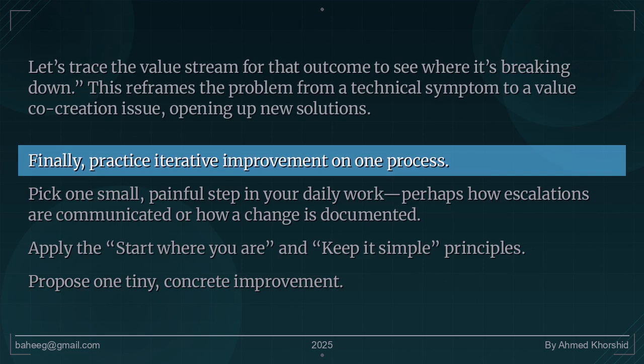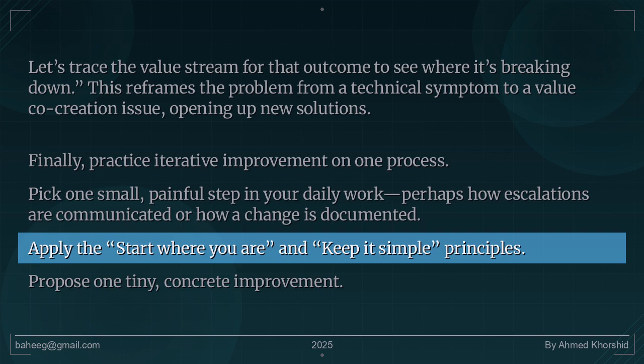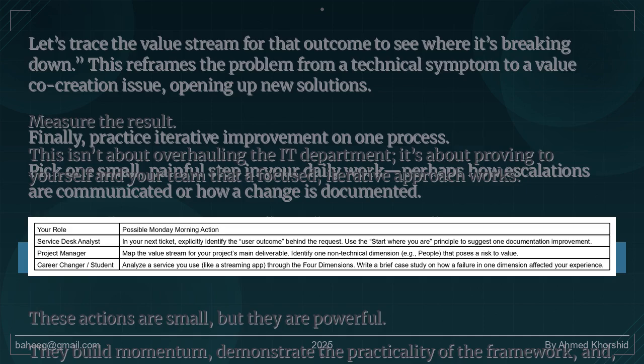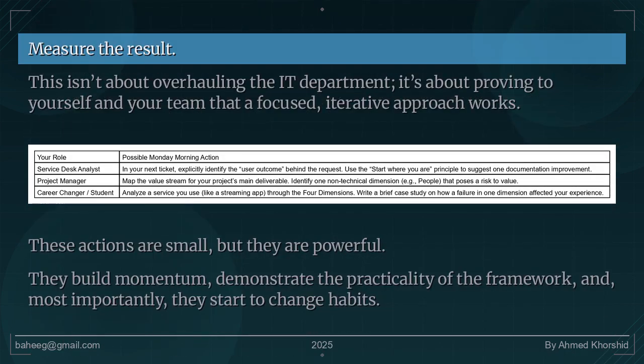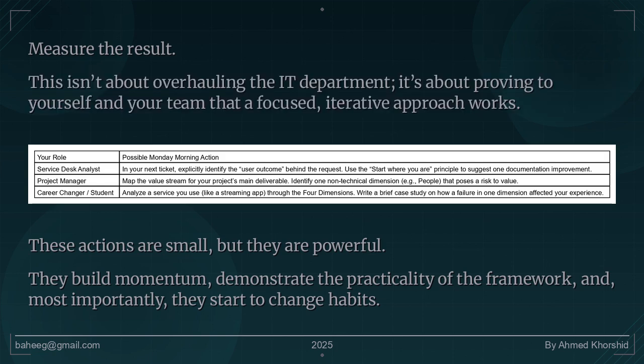Finally, practice iterative improvement on one process. Pick one small, painful step in your daily work, perhaps how escalations are communicated or how a change is documented. Apply the start where you are and keep it simple principles. Propose one tiny, concrete improvement. Measure the result. This isn't about overhauling the IT department, it's about proving to yourself and your team that a focused, iterative approach works. Your role possible Monday morning action.